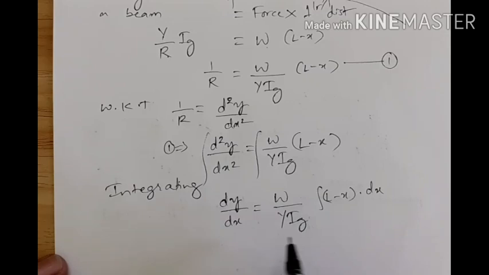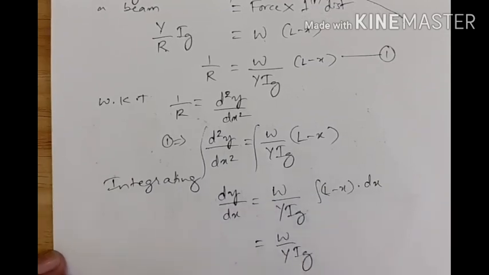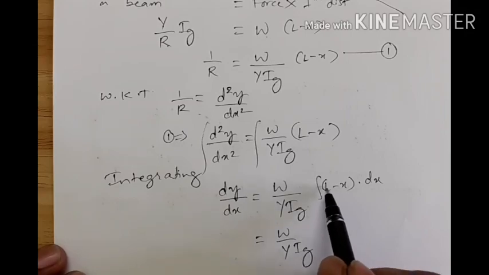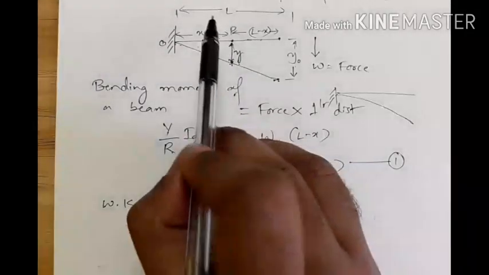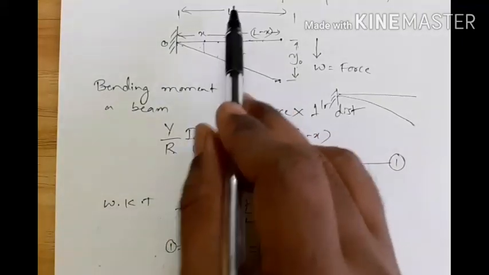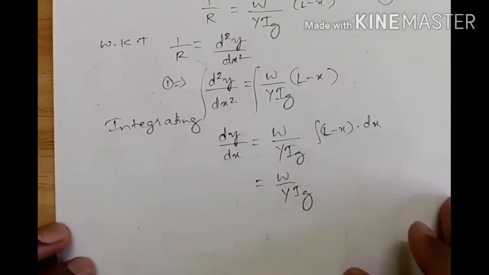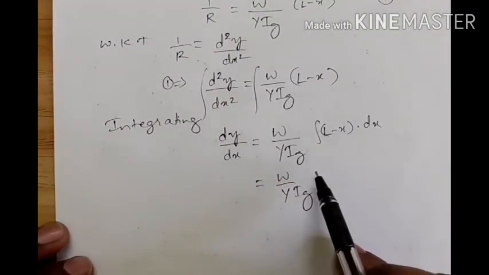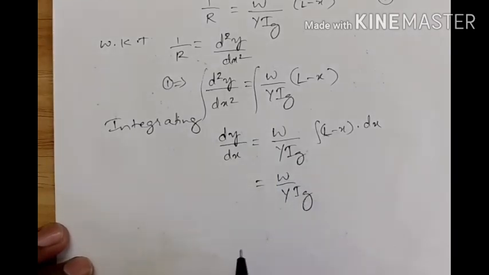Okay, so this will be w divided by y ig. So what is the integration of L? L is the variable. We can have different lengths of the beam, so I have taken this L, and x is also variable. So these two, L and x, are the variables, whereas w y ig are constant. So this we have to integrate.